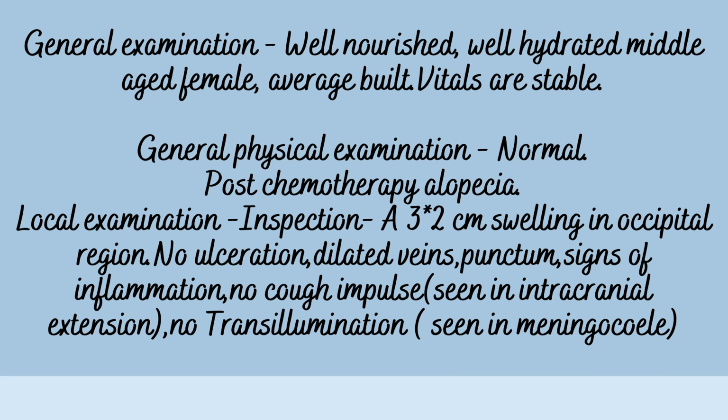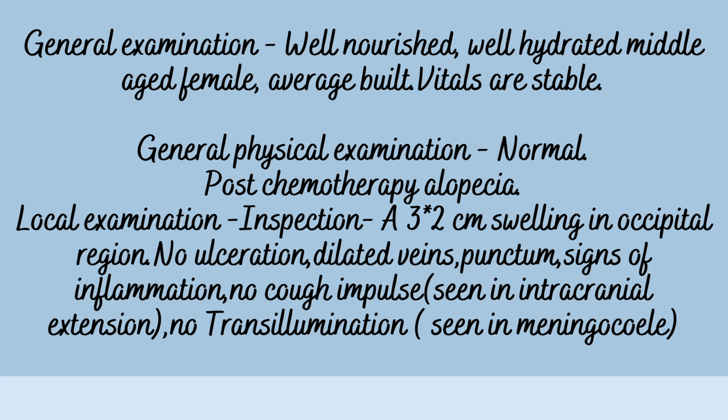General examination. The patient looks well nourished, well hydrated. She's a middle-aged female, average build, and all the vitals are stable. You have to measure the vitals. I have written here vitals are stable, but you have to measure blood pressure, respiratory rate, pulse rate, and temperature, if febrile or whatever, you have to mention. Then general physical examination, normal. Post chemotherapy, she is having alopecia, means hair loss is there.